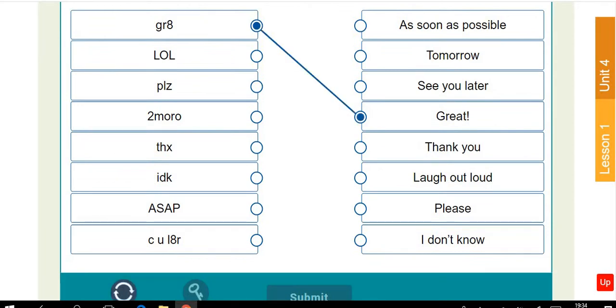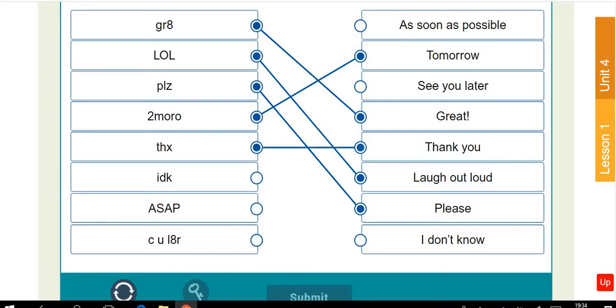Means great. And this one means, yes, laugh out loud. Laugh out loud. This is the abbreviation of the word please. And this is the abbreviation of the word tomorrow. This is the abbreviation of the words thank you. And this is the abbreviation of I don't know. And this is as soon as possible. And the last one is see you later.